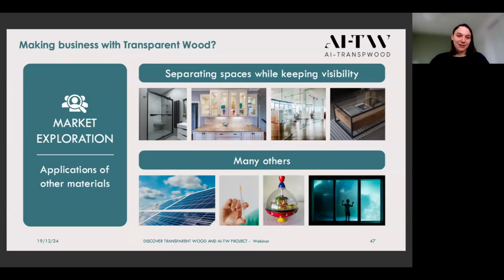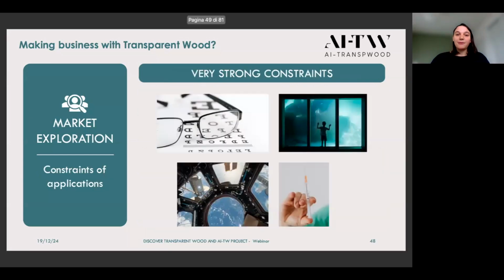But, as anticipated, there are important constraints to consider. What you might have thought when seeing all these examples is that transparent wood doesn't seem adapted for some of them. And it is true that in some cases, it seems obvious that there are very strong constraints. For example, for optical purposes, we need an optical preciseness that would be hard to achieve today with transparent wood. If we consider the aquarium, mechanical constraints are extremely high due to the action of water, and that's something to consider, of course.